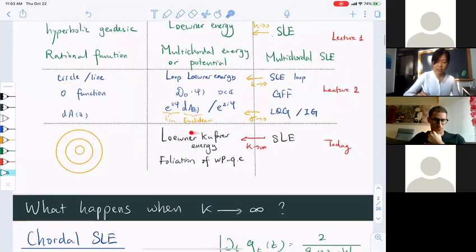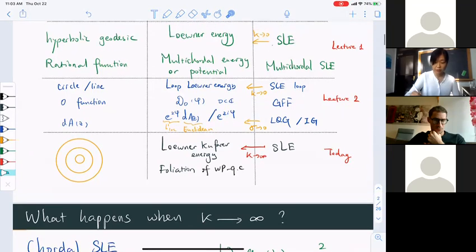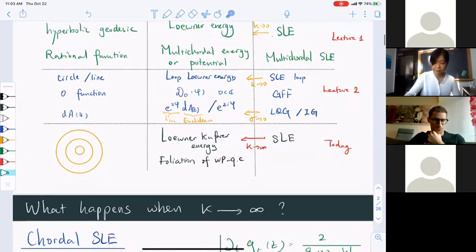For finite Loewner-Kufarev energy, the corresponding object is called a foliation of Weil-Petersson quasicircle. A Weil-Petersson quasicircle is the same thing as saying a Jordan curve has finite Loewner energy. This is an if and only if statement. You can just think of a Weil-Petersson quasicircle as a finite energy loop.